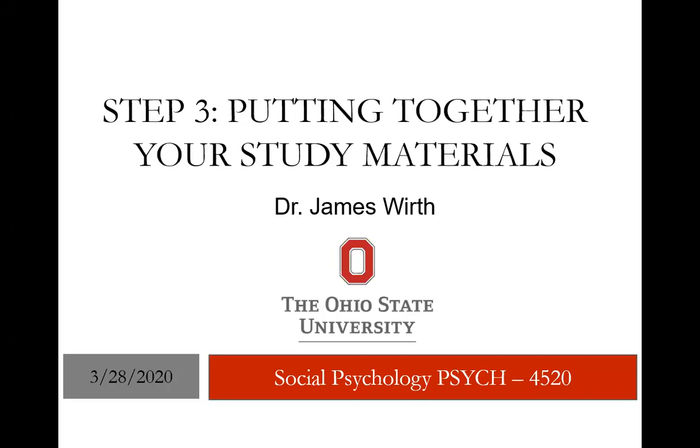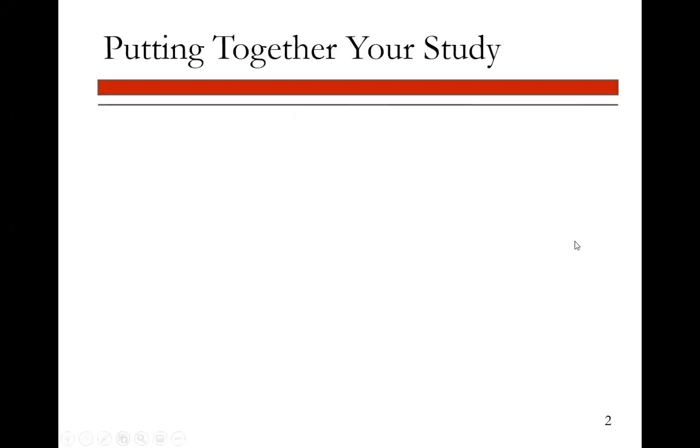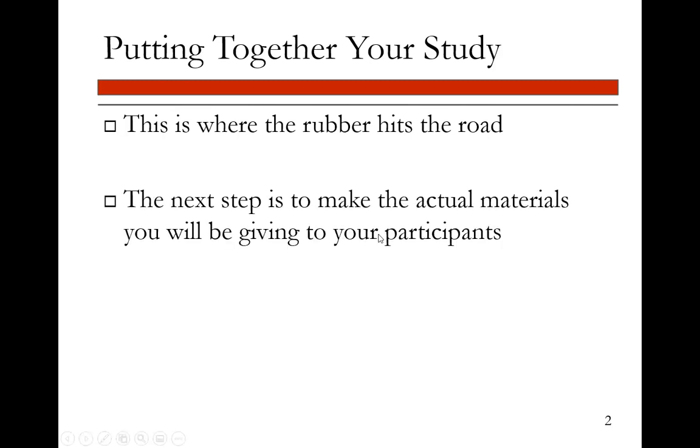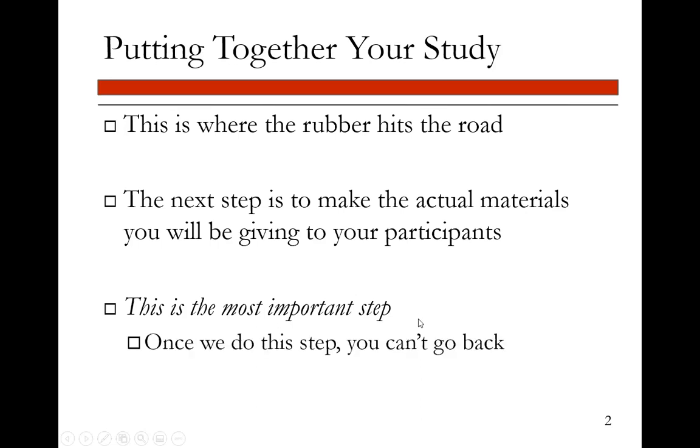And in this case especially, this is where the rubber hits the road, meaning that everything you've done comes to this point where you start putting our manipulations together with our dependent variables and start putting together materials that you're going to then be giving to our participants. So in this step, you're going to make the actual materials that you'll be giving to your participants. And it's the most important step, and the most exciting, because once we do this step, we really can't go back.